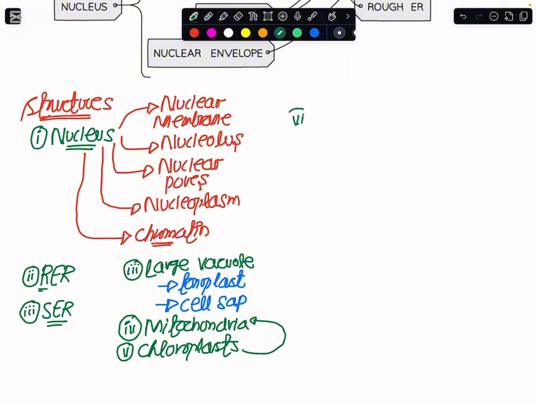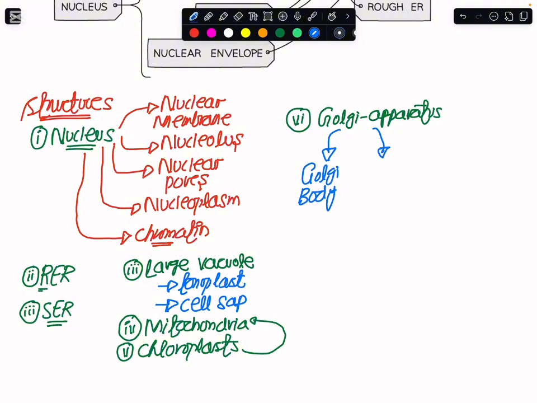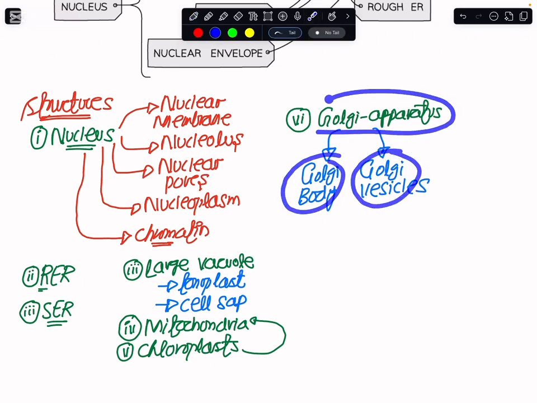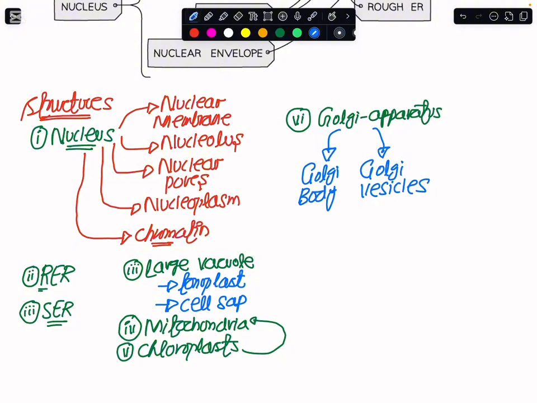The thing doesn't end here. For the plant cell, the sixth component that we have is referred to as the Golgi apparatus. The word is Golgi apparatus. Now, this is an entirely new term that we don't encounter in our junior classes. In the Golgi apparatus, we have two things: the Golgi body, and along with it these vesicles, the Golgi vesicles. So the Golgi body and the Golgi vesicles collectively make the Golgi apparatus of a plant cell.